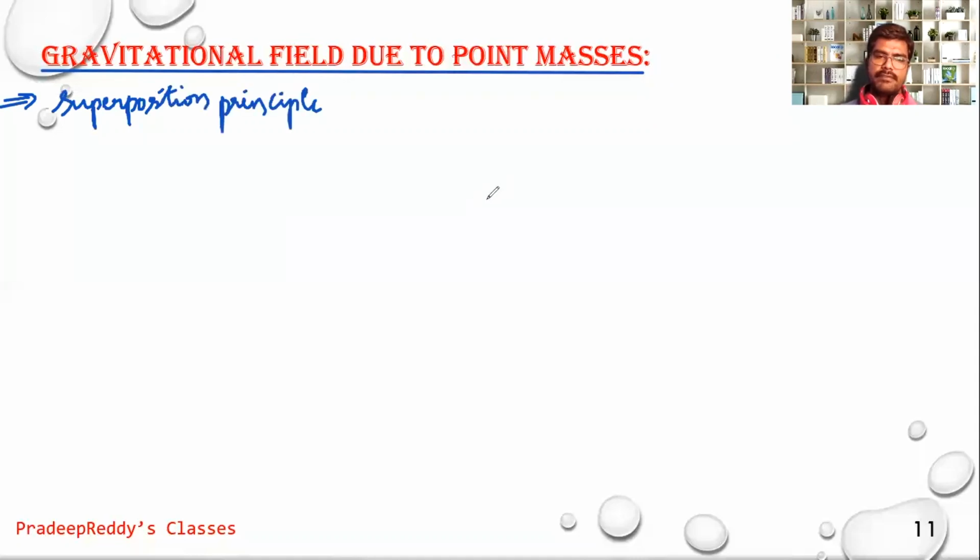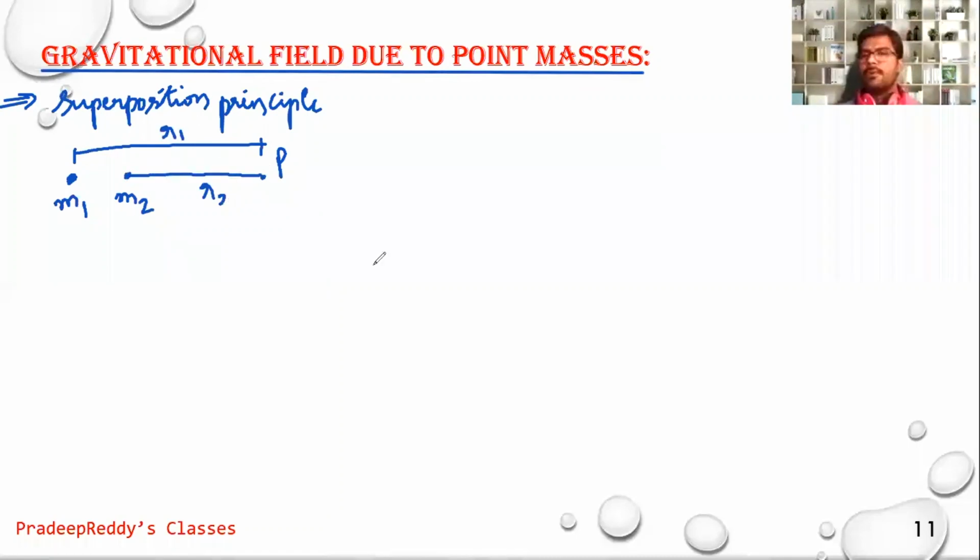Gravitational field obeys the superposition principle. Gravitational force also obeys the superposition principle. Superposition principle is nothing but, say for example, you have mass m1 here, mass m2 here, and here is a point P. m1 is at a distance r1 from this point P. m2 is at a distance r2 from point P. Therefore, what is the net gravitational field at point P?